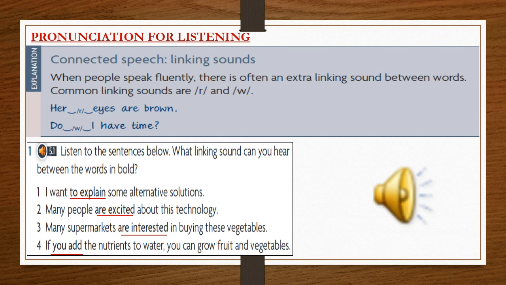So, in the first one, "to explain," it's the W linking sound. Number 2, "many people are excited," an R linking sound. Number 3, "many supermarkets are interested," an R linking sound. And finally, "if you add," it's a W linking sound. And that happens when you speak English fluently.